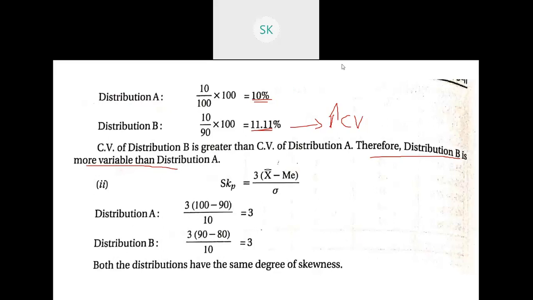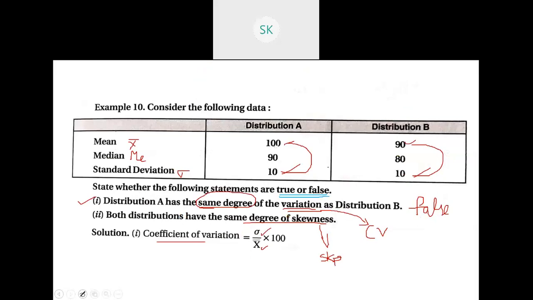Did you all understand the first statement? Does anybody have a doubt in solving the first statement given there? Such questions can be asked for 6 marks for both BCom as well as BBA. Now let's go for the next statement, that is, both distributions have the same degree of skewness.